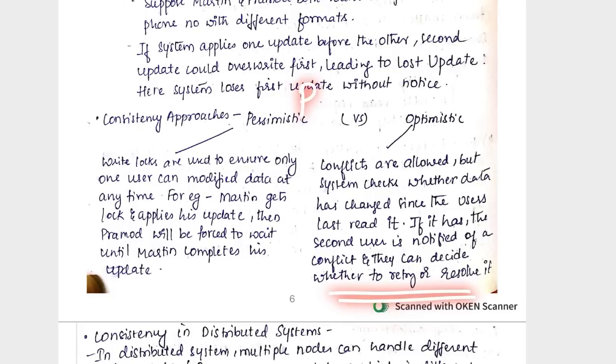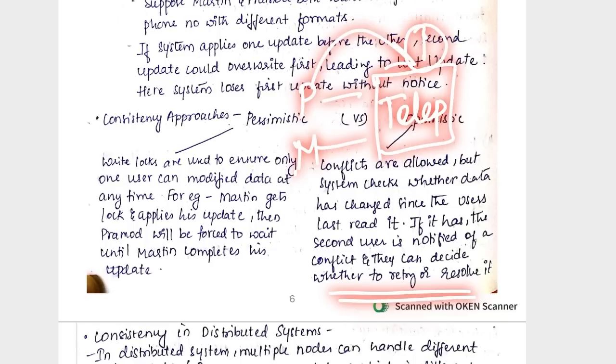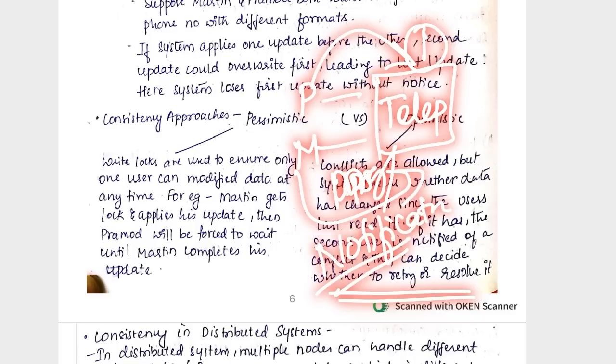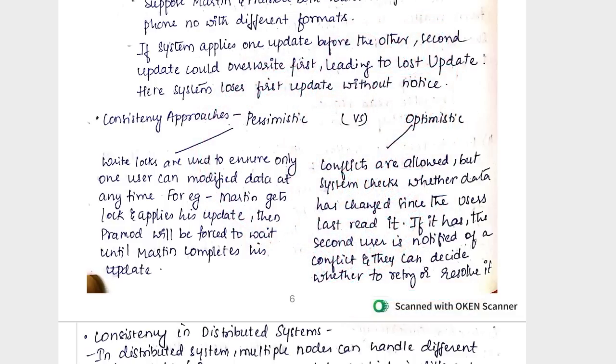In this case, suppose Pramod and Martin are both trying to update the telephone data. Pramod has performed one change and Martin is trying to update. Now Martin will get a message or a notification informing that Pramod had performed an update. Martin is notified about the conflict, right? So Martin can decide whether to retry or resolve this particular issue.